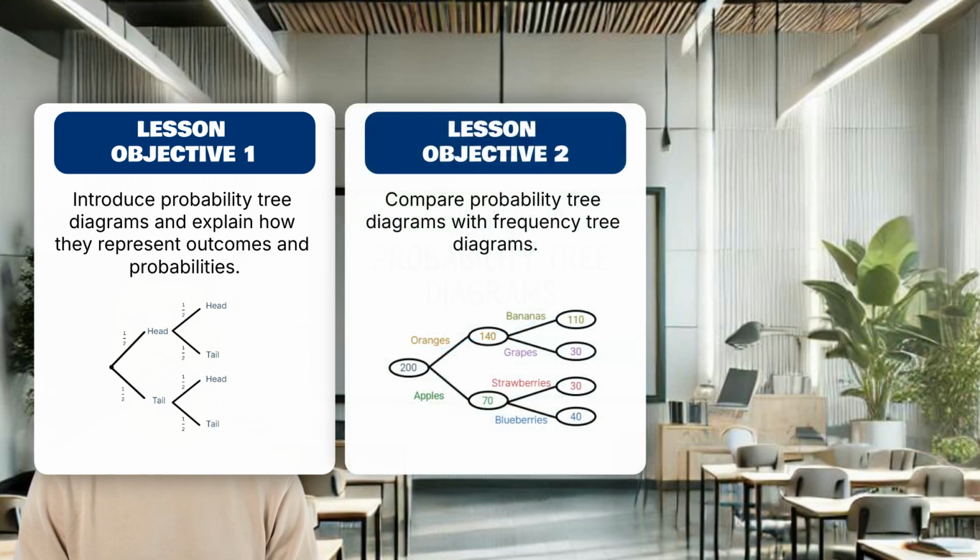We then compared probability tree diagrams with frequency tree diagrams. While probability tree diagrams focus on the probabilities of sequential events, frequency tree diagrams tally the frequencies of different categories of events, such as survey responses. This distinction highlights that probability tree diagrams are used to analyze the likelihood of event sequences, whereas frequency tree diagrams are used to understand the distribution of occurrences within categories.